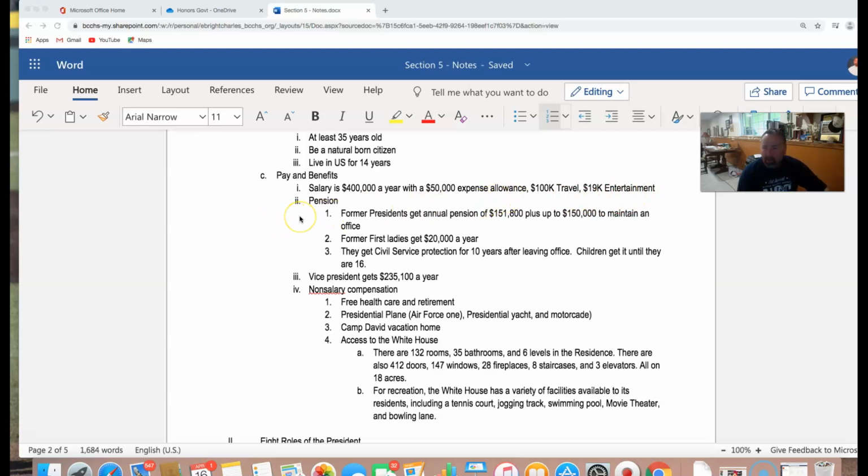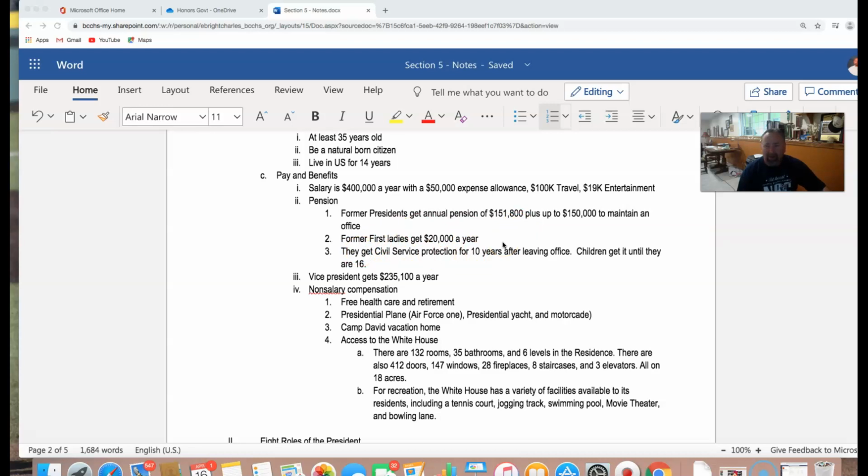Okay, pensions, former presidents. They all get a pension. We don't want our former presidents to wind up broke, impoverished, and so forth. That just doesn't wear very well. So they all get a pension of $150,000 a year. They also get $150,000 a year to maintain a presidential office. Okay, so our surviving presidents, Jimmy Carter, Bill Clinton, Barack Obama, George W. Bush, they all have an office.